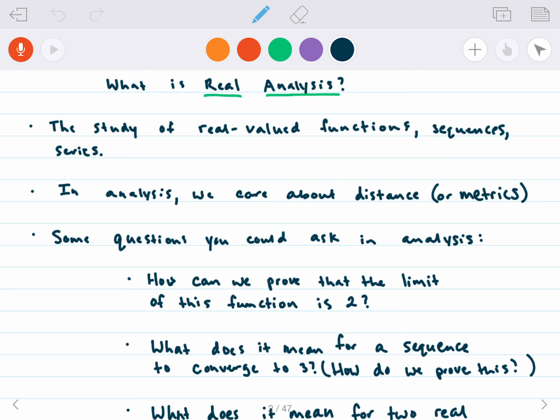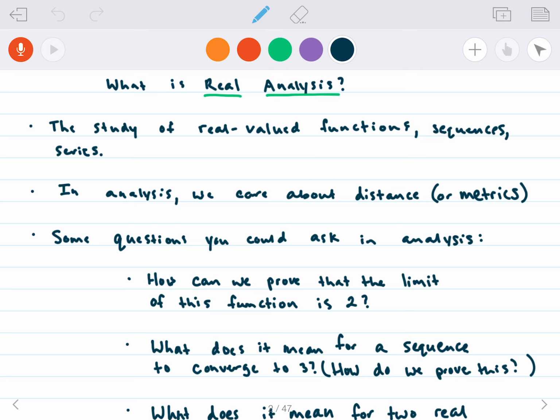And so what do we care about in analysis? Well, in calculus, we care about limits, we care about convergence, distance, right? In general, we care about distance. So we're going to be proving lots of results about how close things are to each other.